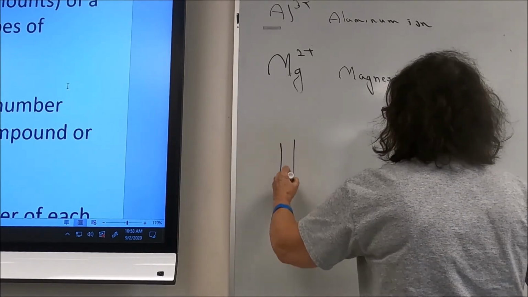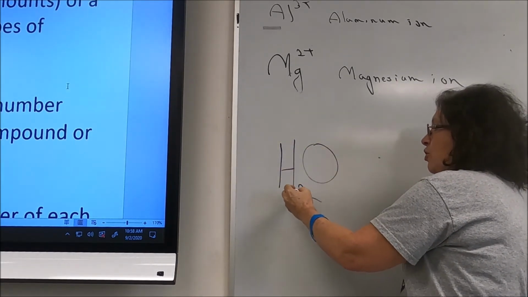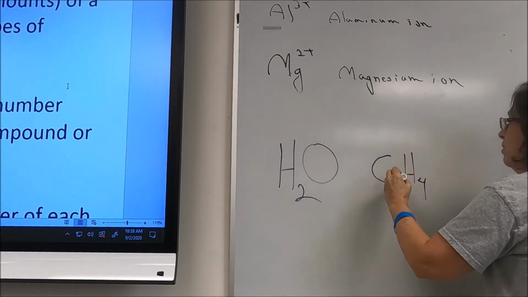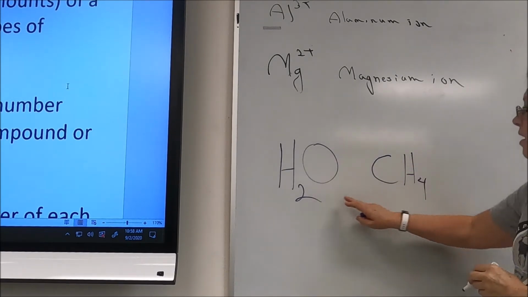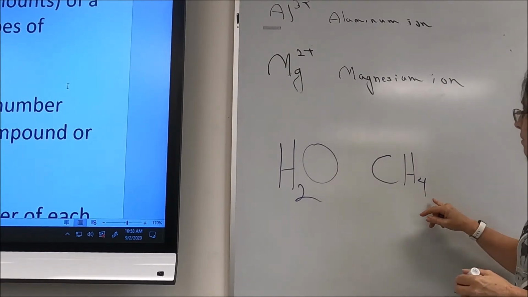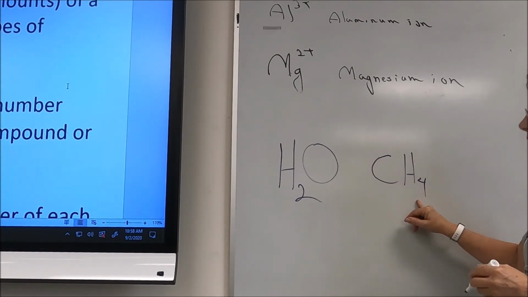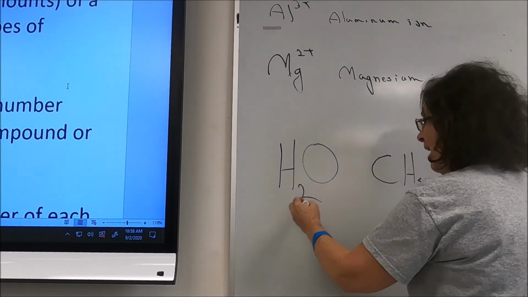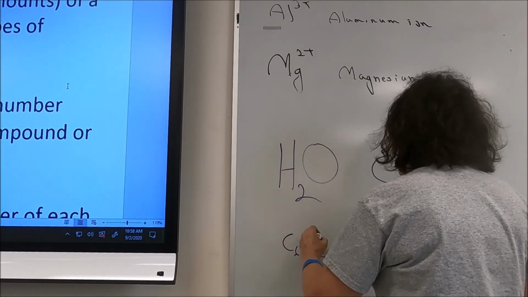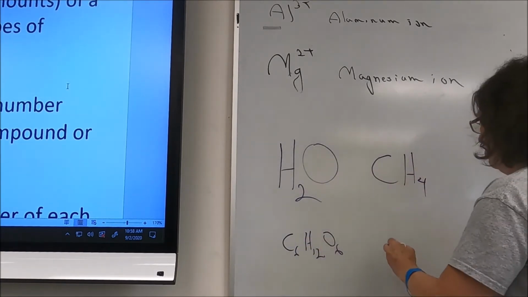Good old water, H2O. This tells me there are 2 hydrogens combined with 1 oxygen. Or CH4. For every 1 carbon, there are 4 hydrogens. The number of each atom in a molecule, or a formula unit, is going to be indicated by a subscript following the symbol of the element. We can have compounds that have more than 2 elements in them, like C6H12O6. So 6 carbons to 12 hydrogens to 6 oxygens.